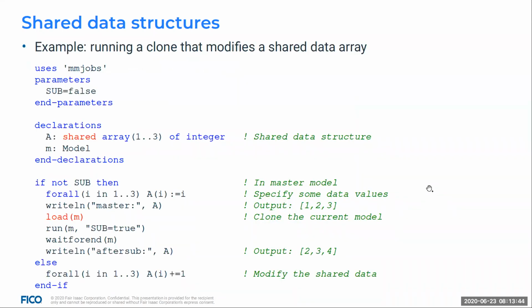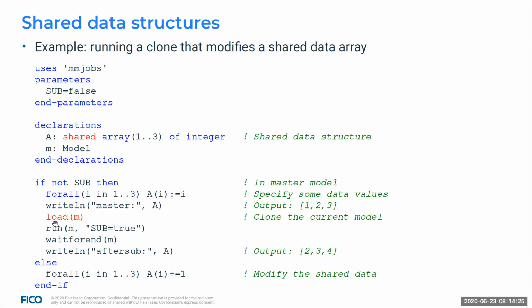Now, how do I specify this? Well, I have a new keyword. This marker shared is added in front of the array or any other data definition. And this is just a small example. I have an array that is marked as shared. I have an object model, and I have an indicator parameter that tells me, am I the master model or is this the submodel? If I'm not in the submodel, then I'm populating the array with some values. This is then the master. I've just put 1, 2, 3 into this.